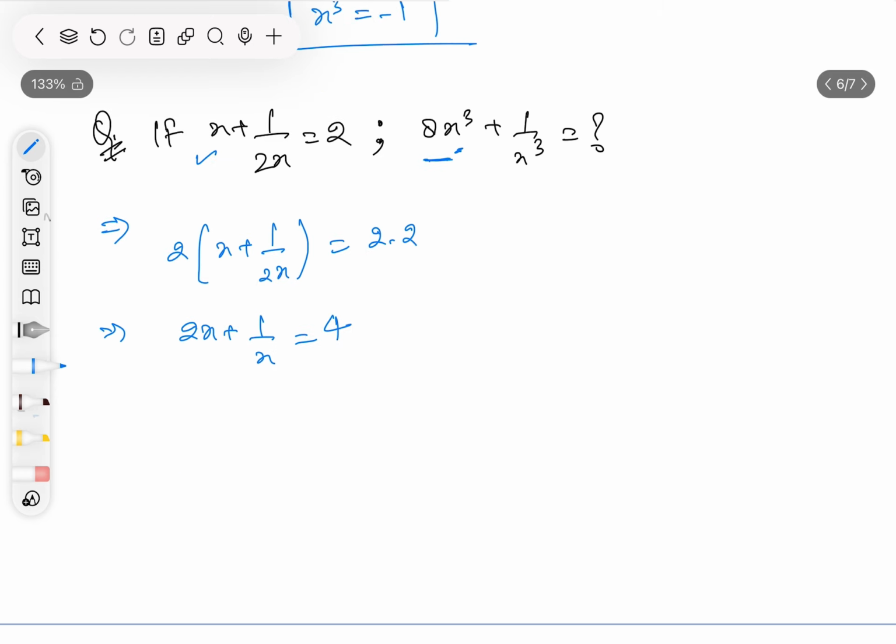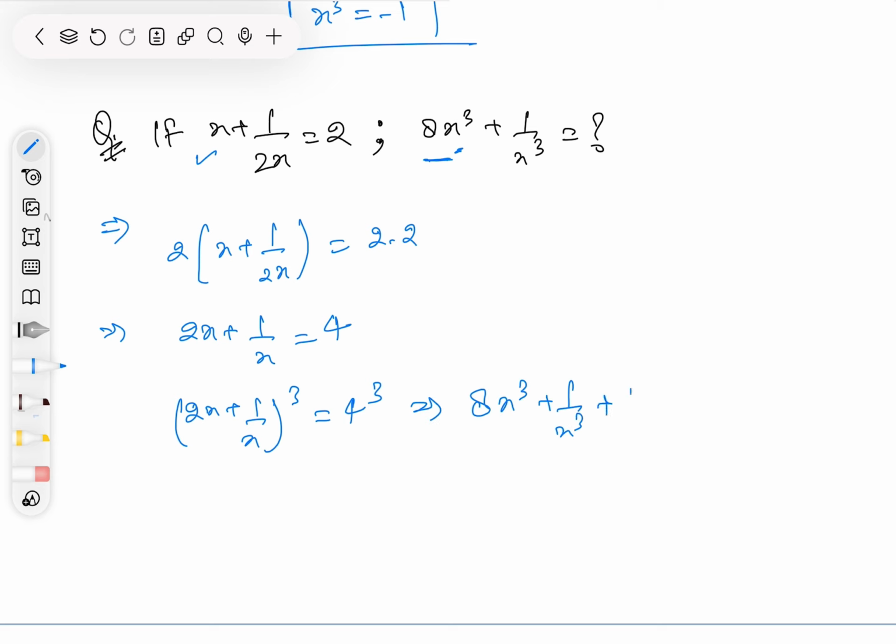Now let's cube on both the sides. So 2x plus 1 by x whole cube equals to 4 cube. So that will be 8x cube plus 1 by x cube plus 3 times 2x multiplied by 1 by x multiplied by 2x plus 1 by x equals to 4 cube, right? So this you see we need to find, so let's take it as k. Other than that, this will cut, this will be 6.